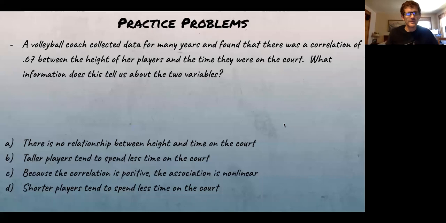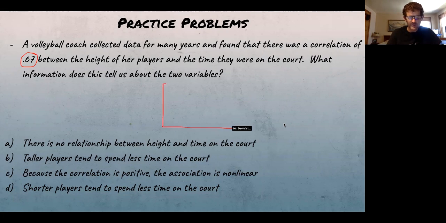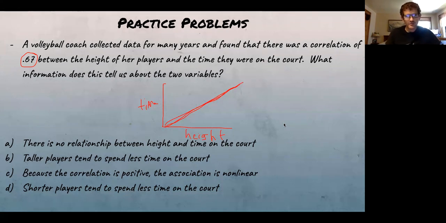So this is really just getting us to think about what correlation means. The basic idea, a positive correlation means that as your explanatory variable goes up, so does your response variable. So if height is the explanatory variable and time on court is your response, we're going to have a trend line like this. There is no relationship between height and time on court? Well, I think we proved that there is one.